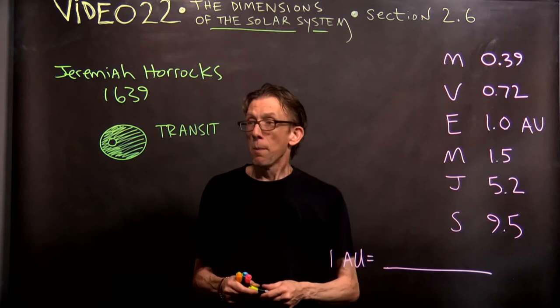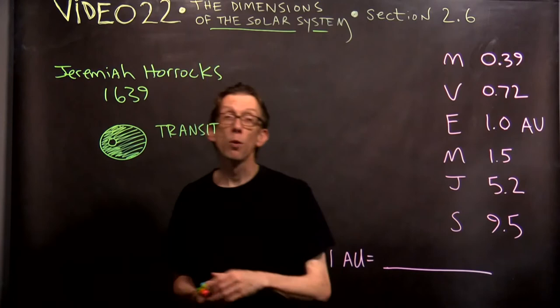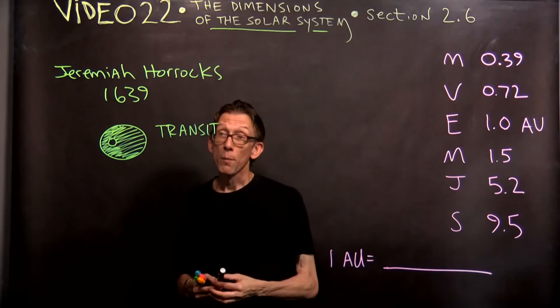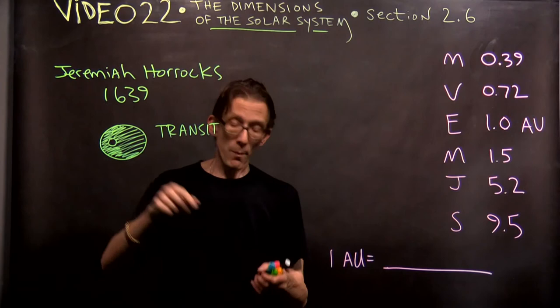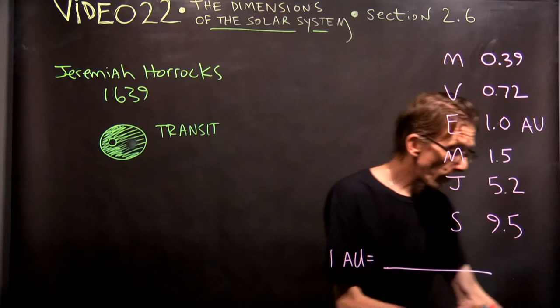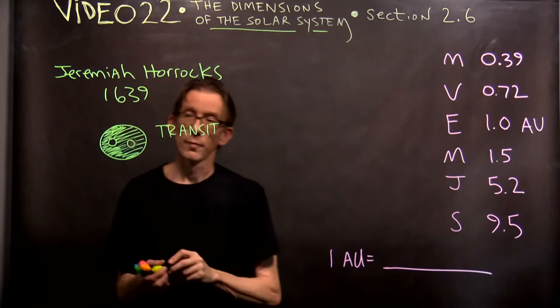But by watching that shadow move across the face of the sun from two different locations on Earth, you can tell how far away Venus really is. Because from one place, Venus might look like it's right there. But from another place at the same time, somebody looking from a different point of view will see Venus right there. Because you're looking from a different reference point.